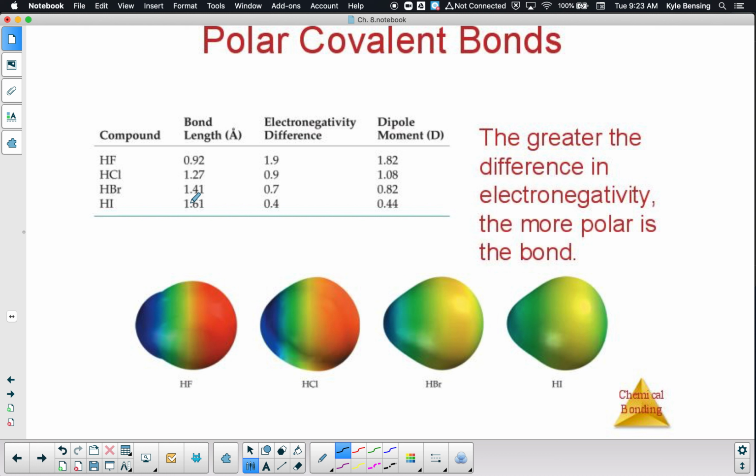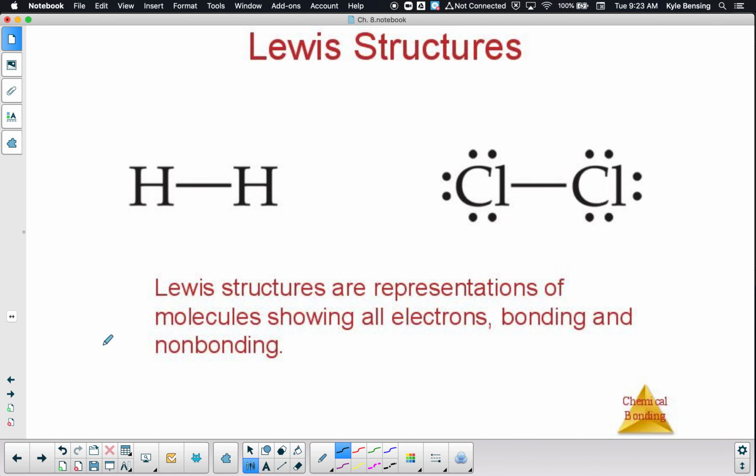Now, why does that matter? Well, it actually is the reason why water has the properties that it does, because there is a pretty significant difference in electronegativity. So it's a polar molecule, which then obviously changes its characteristics. Oh, okay, Lewis structures. That's it.